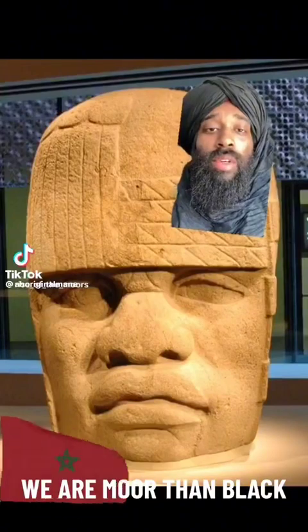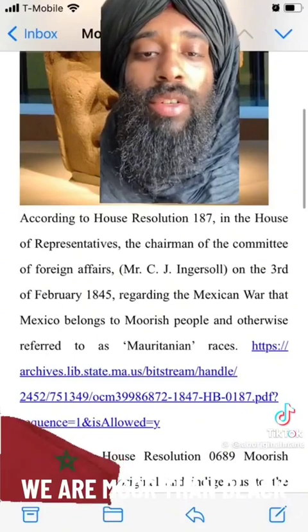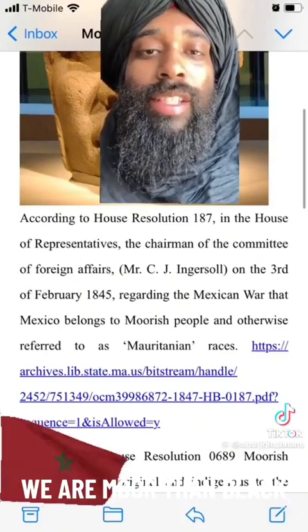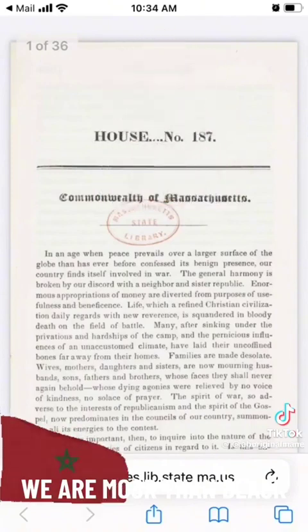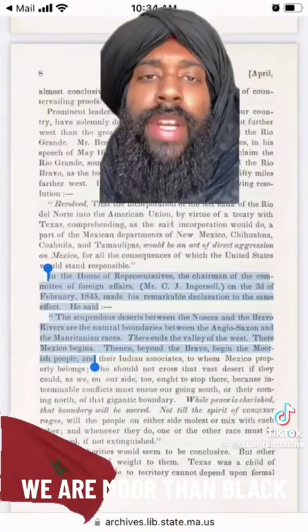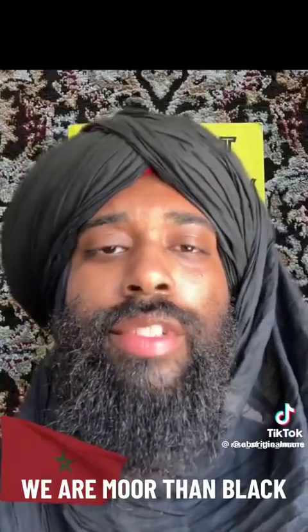America is the land of the Moors. In 1845, a congressman referred to Mexico as belonging to the Mauritanian races and the Moorish people. Here's the source so you can see it for yourself. On page number 8, you can see where they specifically mention the Moors. Here's another reference.